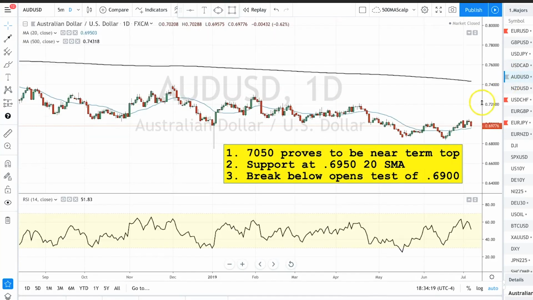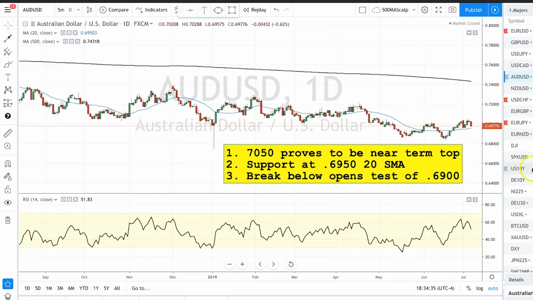Aussie dollar, on the other hand, ran out of gas just as we had expected. We said that 70.50 was going to be a very, very chunky area for Aussie. That was going to be very hard to overcome, and it really was. But we have basically come down now to the SMA. And honestly, it becomes a dollar trade at this point.